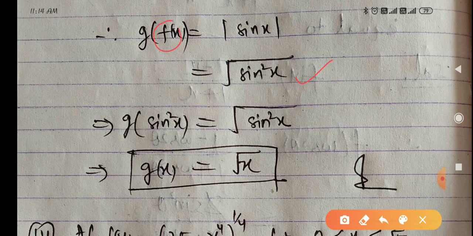Now the f(x) value can be put here in the LHS. So g(f(x)) value is g(sin²x). So g(sin²x) is √(sin²x). Now you can see here g(sin²x) is written, here √(sin²x) is written. This sin²x you can replace by x. When you replace sin²x by x on both sides, then you have g(x) equals √x. So this is the function g(x). So like this you can find, if the composition is given and one function is given, the other function can be found.